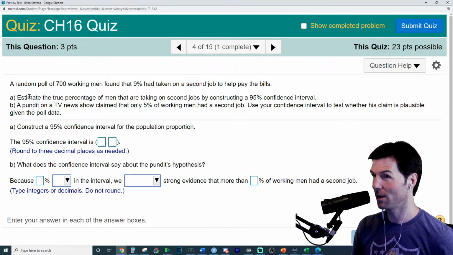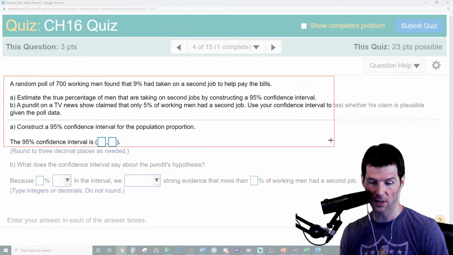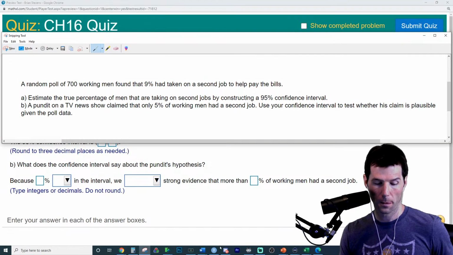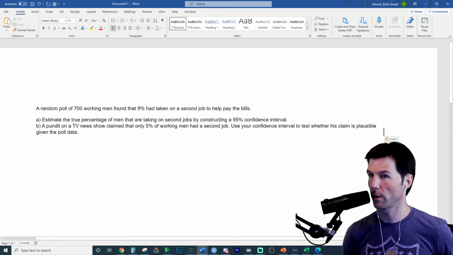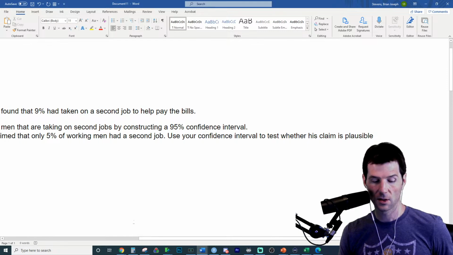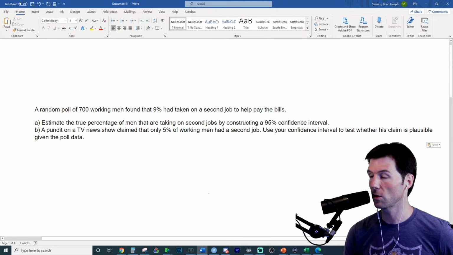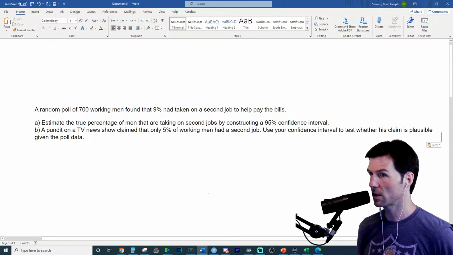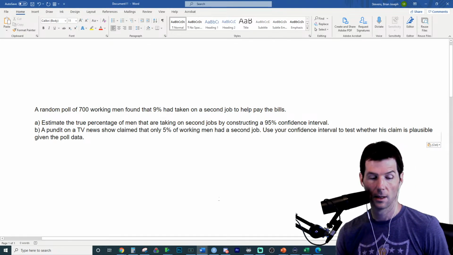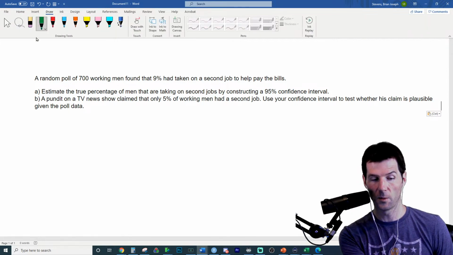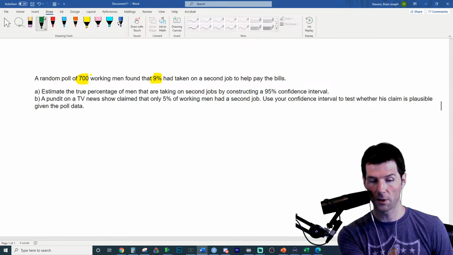A random poll of 700 working men. So this random poll is going to be a sample size. Let's just go take the data right here. And let's go find out. So a random poll of 700 working men. 700 is going to be the what? Notation, notation, notation. 700 is going to be the what in this problem? We have to identify each part of this. And then we've got in that poll 9%. I'll do the next one. So we have to identify all the notation as we go through this.